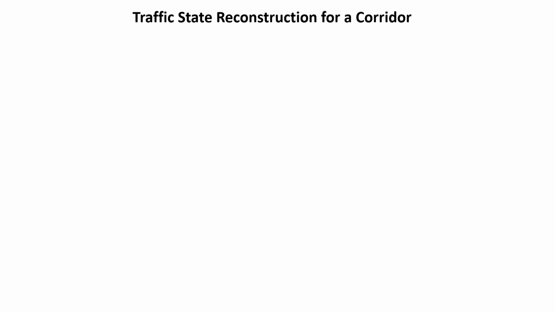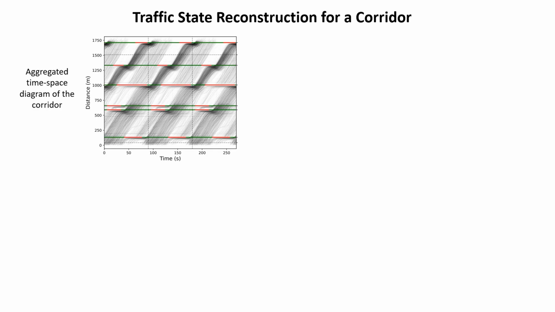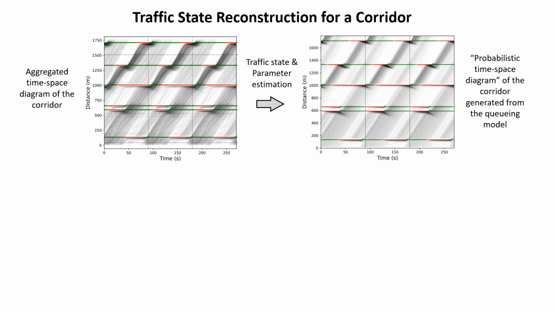As a final point, we illustrate the general framework for queuing model calibration for a corridor. We start with the aggregated time-space diagram of the corridor. After calibration, we generate the probabilistic time-space diagram, which indicates the probability of a vehicle being in a certain queue position at a certain time.